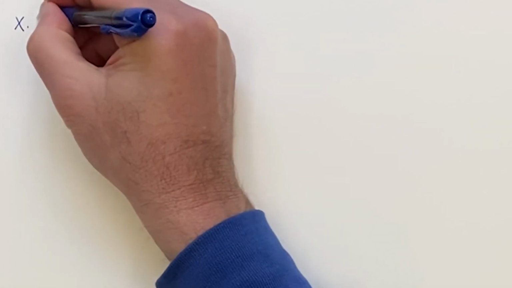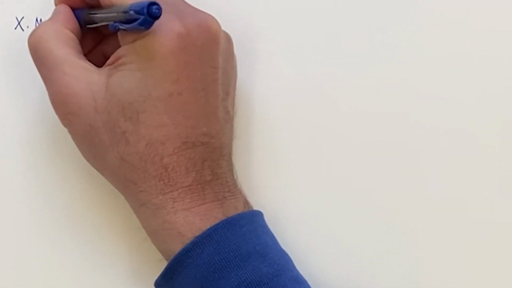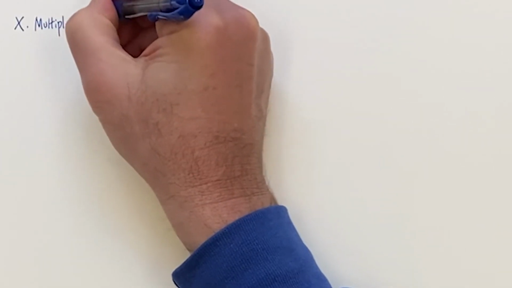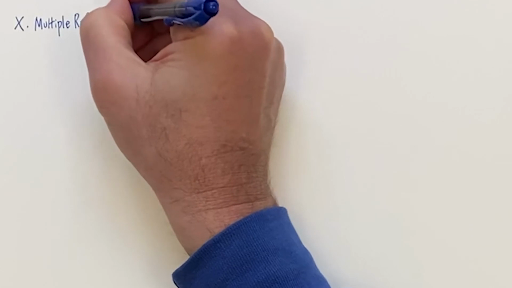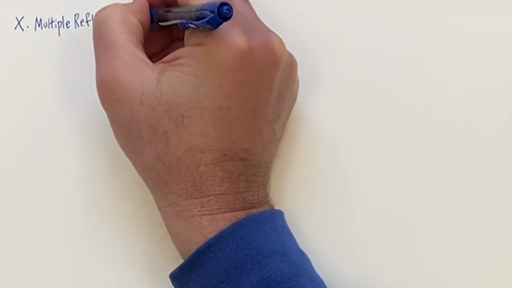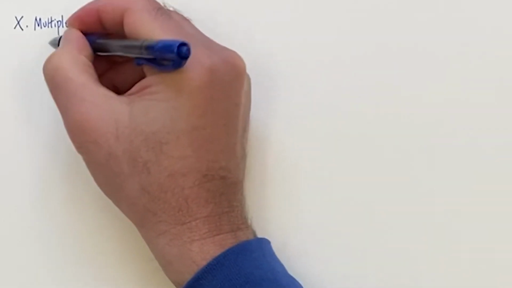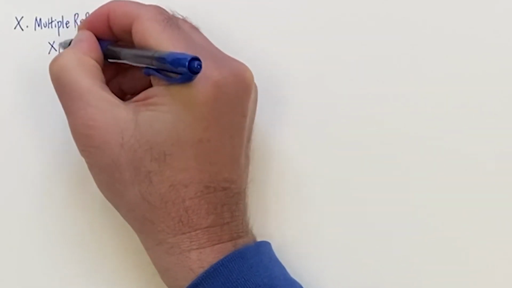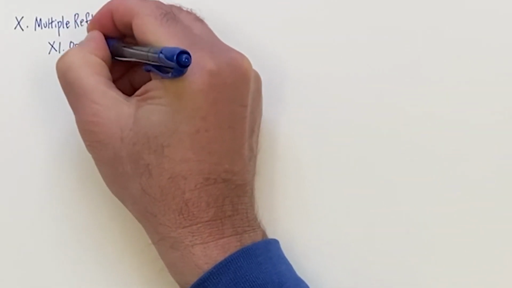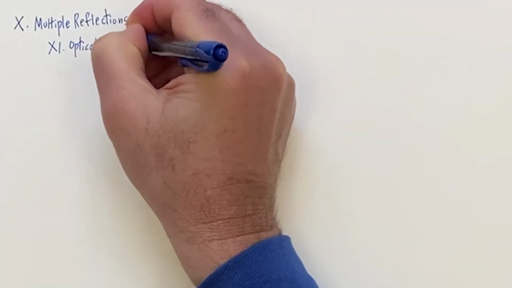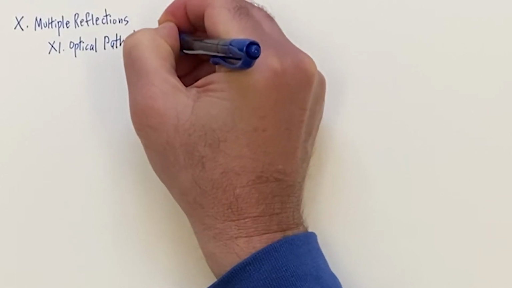Chapter X, multiple reflections and lasers, if you want to add. X1, optical path length.